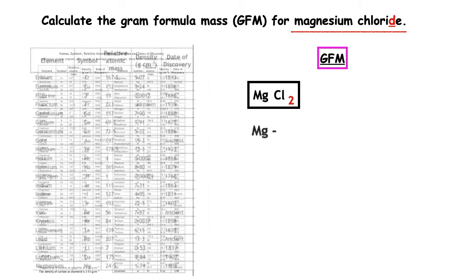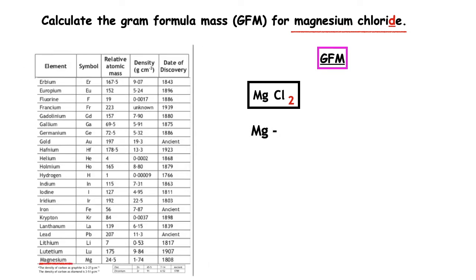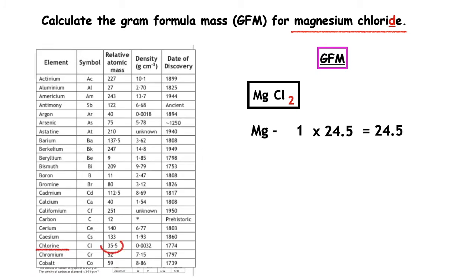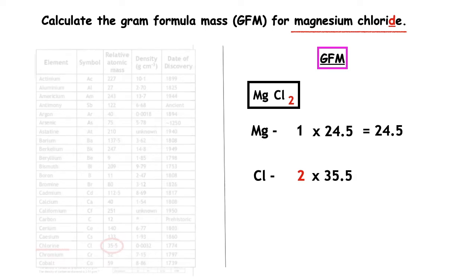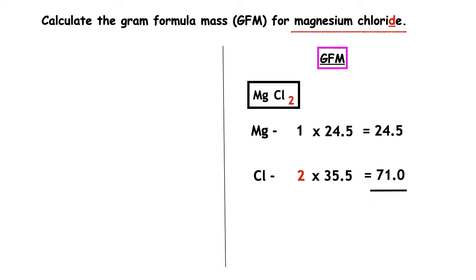So to work out the gram formula mass, we have to take down each of the elements. The symbol for magnesium is Mg. We don't have a number after the chemical symbol, which tells us we have 1. When we use page 7 of our data booklet, we can see the relative atomic mass is 24.5. 1 times 24.5 equals 24.5. The symbol for chlorine is Cl. How many do we have in the formula? We have 2. Using page 7, we can see that the relative atomic mass is 35.5. 2 times 35.5 equals 71. When we add these two numbers up, we get a gram formula mass of 95.5 grams.